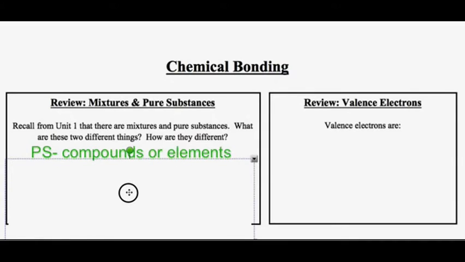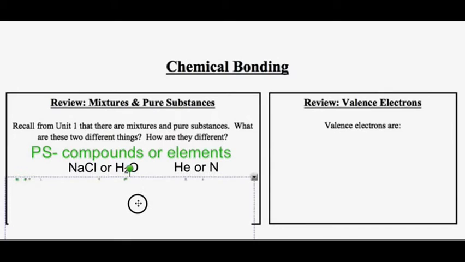Pure substances are just compounds or elements, like sodium and chlorine, which makes salt, or H2O, which makes water, and helium and nitrogen are examples of elements.